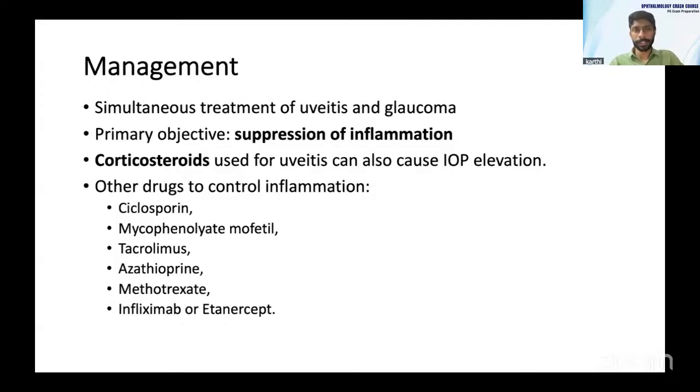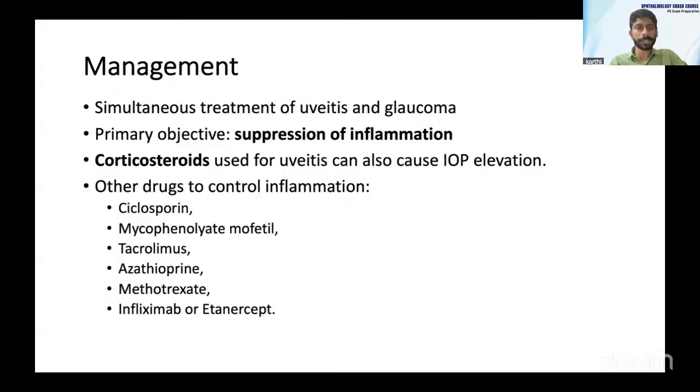There is increase in inflammation and glaucoma also, so you have to treat both. First, you have to suppress the inflammation. If you suppress the inflammation, IOP control can be done. How will you suppress the inflammation? Mainstay is corticosteroids. But corticosteroids themselves can increase the intraocular pressure, so we have to use them cautiously. You have to differentiate corticosteroid-induced IOP rise from inflammation-induced IOP rise.